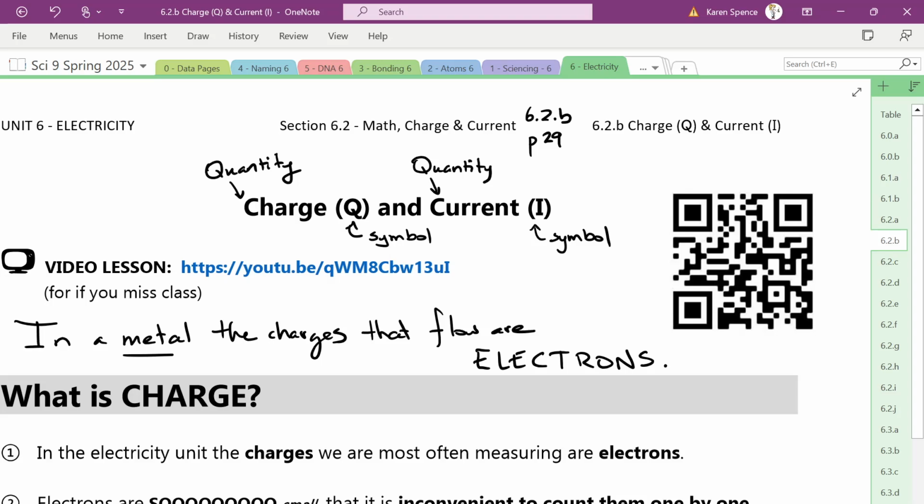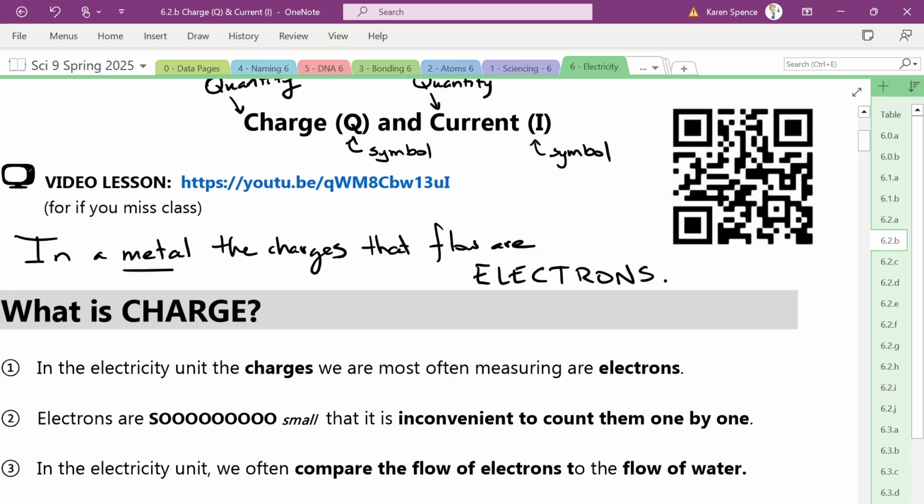But electrons are so very small that it is very inconvenient to count them one by one. You're not going to be like 1 electron, 2 electrons, 3 electrons. That's crazy.